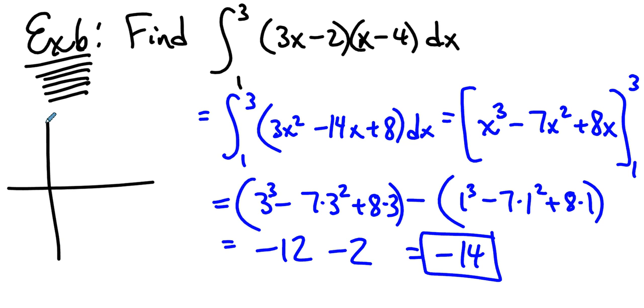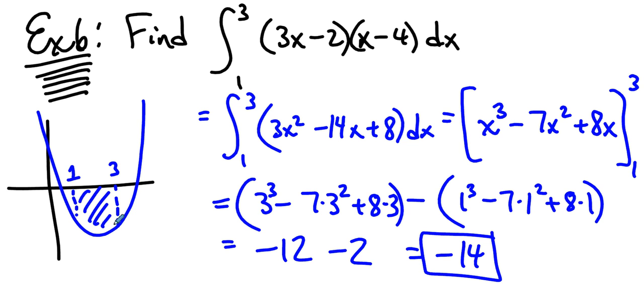What does this graph look like? Looks like this. There's 1. There's 3. This area is all below the x-axis, and so it corresponds to a negative integral value. There's a negative integral value because our area is below the x-axis. All right, I'll go one more.